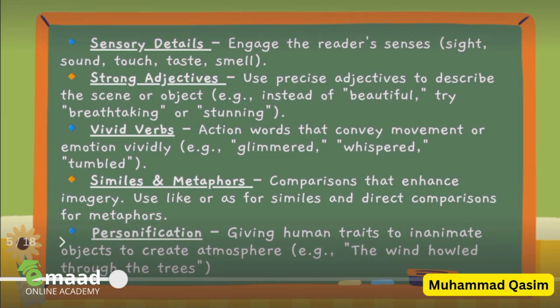Then you add strong adjectives. So use precise adjectives to describe the scene or object successfully. Instead of beautiful, try breathtaking or stunning. Vivid verbs you should use that visualize the movement, the action in the mind of the reader. So, action words that convey movement or emotion vividly, like glimmered, whispered, tumbled.